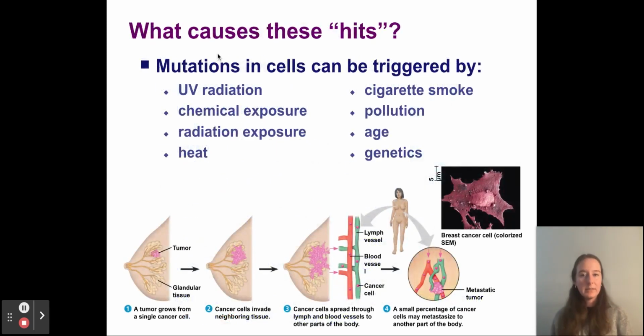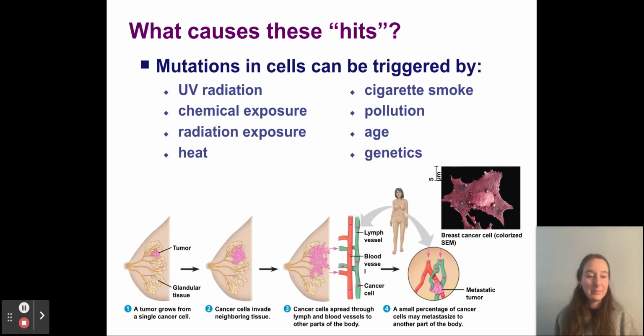Okay, so what are some things that cause these hits? We call these carcinogens. Some examples: UV radiation, chemical exposure, radiation exposure, heat, cigarette smoke, pollution, age, genetics. But it's not that these things necessarily cause cancer. If you're exposed to ultraviolet light, which by the way you're exposed to every day, since ultraviolet light comes from the sun, if you're exposed once to the sun, you're not going to get cancer, right?